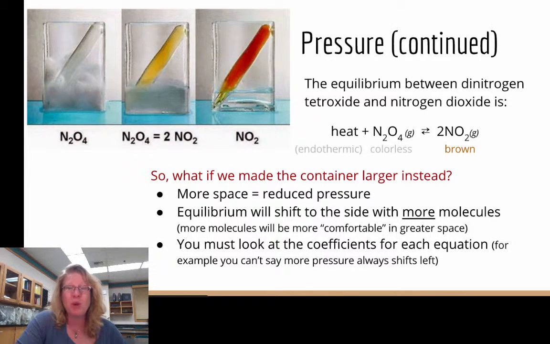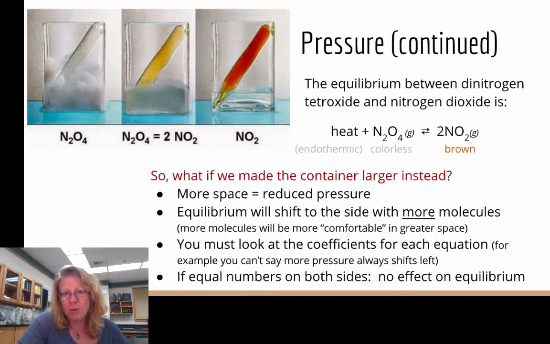What's important is there's no single rule that says look to the right side or look to the left side. You have to look at the coefficients and count the number of molecules in each equation. You can't just say if you increase it, it always goes left, or decrease it, it always goes right. Look at the equation, so be careful. And finally, if you do have a situation where it's equal on both sides, kind of the trick question, like 1 molecule on the left and 1 molecule on the right, changing pressure will have no effect. Because it's equal, it won't make any difference. It won't change the equilibrium point at all. But that's kind of a trick question.